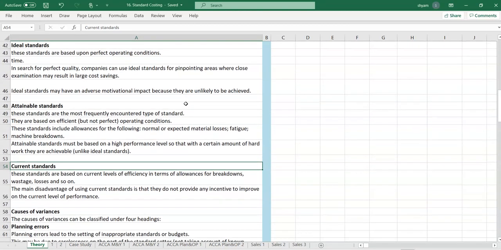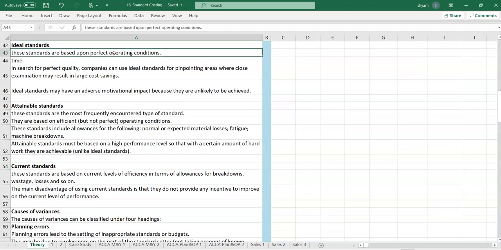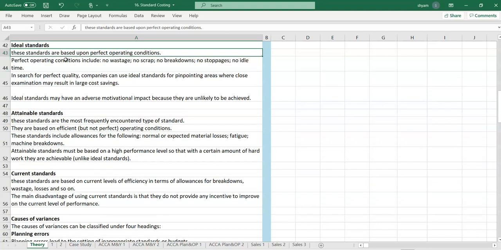What is an ideal standard? See, these standards are based upon perfect operating conditions. Or else we can say, in an ideal environment where the machine works perfectly, laborers work diligently, and material prices are exactly what we can obtain as per our expectation, then that is called an ideal standard.